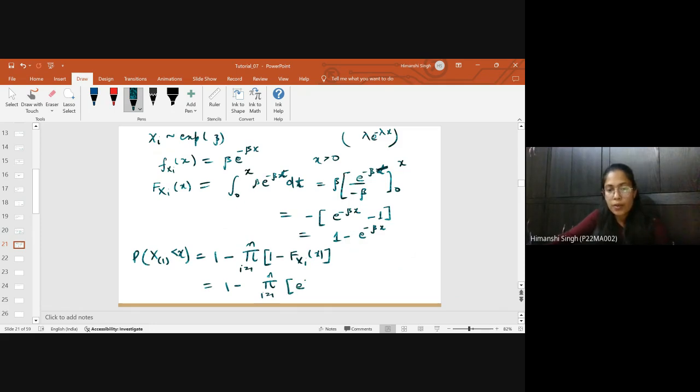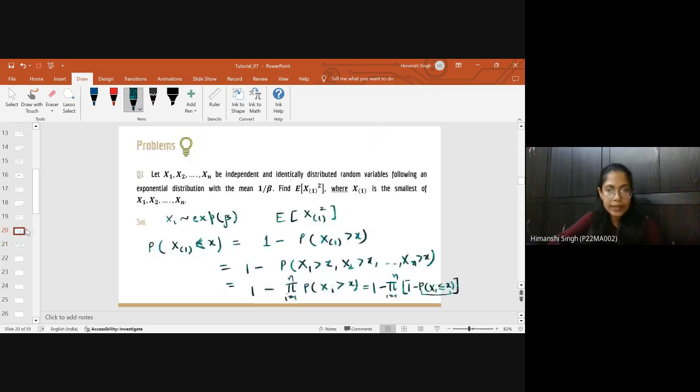So it will be e to the power minus beta xi. So this will be equal to 1 minus, since we are doing the product, e to the power minus beta times the summation of xi, i going from 1 to n. Because these are powers and we are finding the product, it becomes the summation in the exponent, the power of e. So it will be this quantity. Now this is the probability that x1 is less than x.